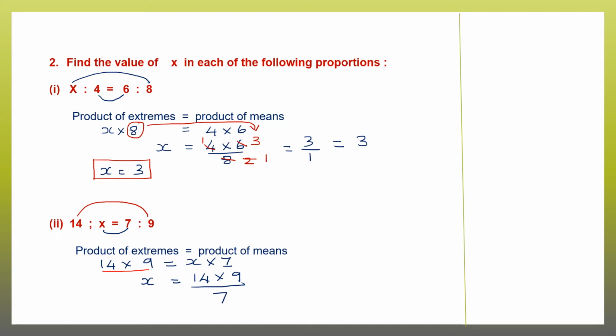Now let's cancel whatever we can. 7 1s are 7, 7 2s are 14. So now in my numerator, I have 2 into 9. 2 9s are 18. In my denominator, I have 1. 18 by 1 is equal to 18. So I have found the value of x in this question to be equal to 18. So this is my answer. X is equal to 18.